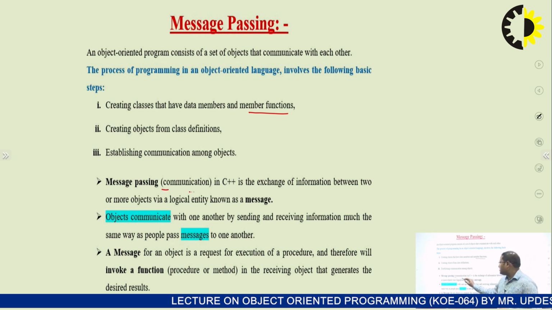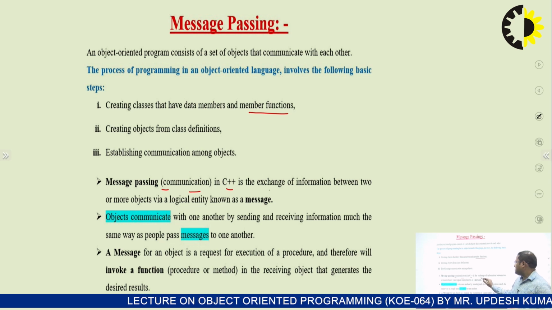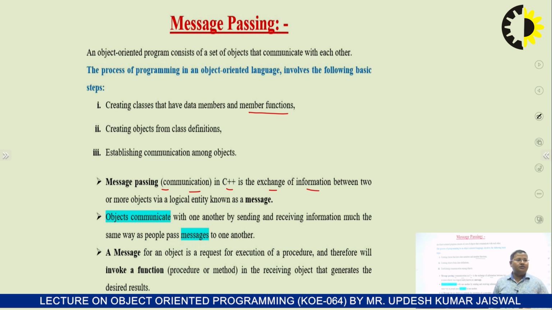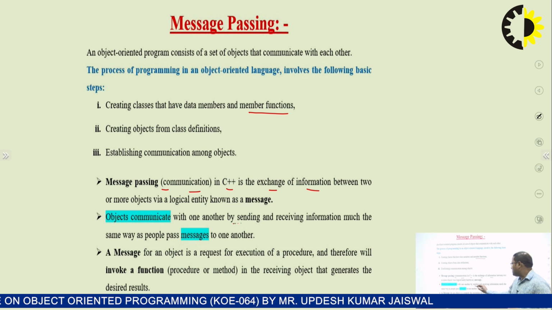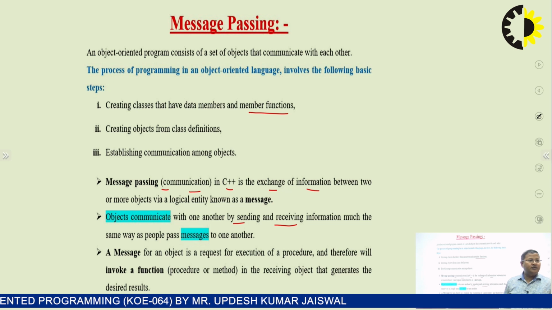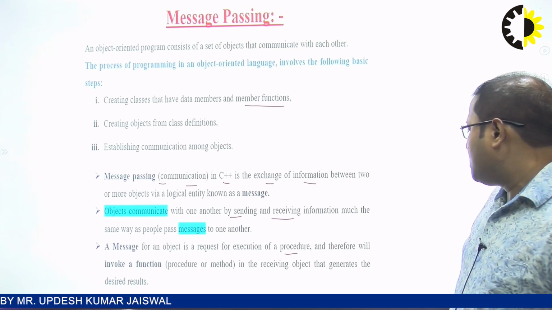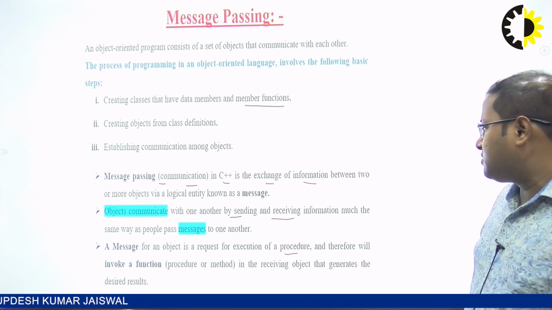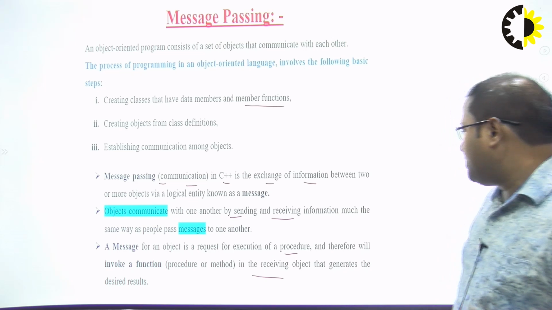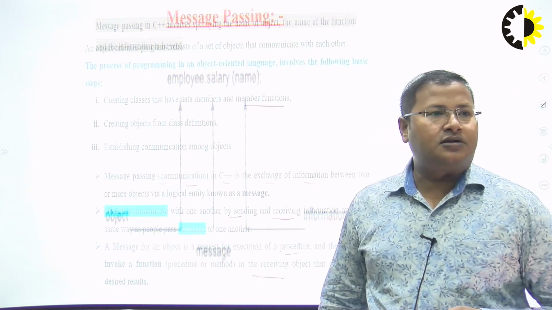Message passing, that is called communication in C++, is the exchange of information between two or more objects via a logical entity known as the message. Objects communicate with one another by sending and receiving information, much the same way people pass messages to one another. A message for an object is a request for execution of a procedure and therefore will invoke a function in the receiving object that generates the desired result.